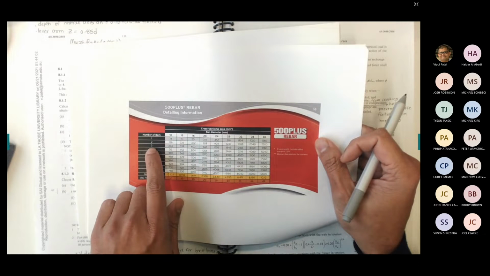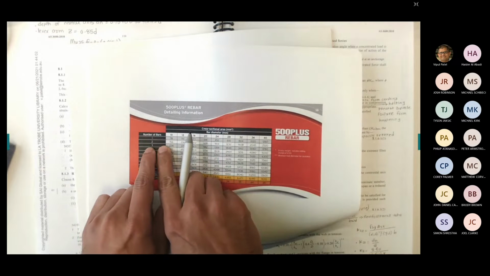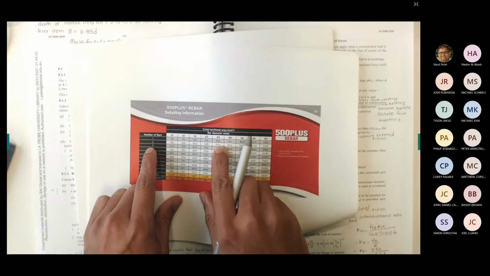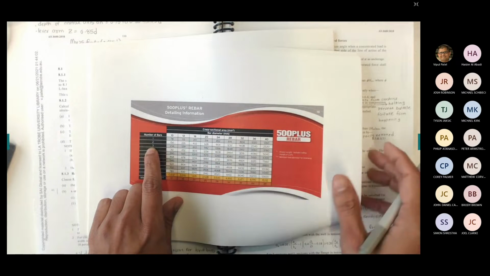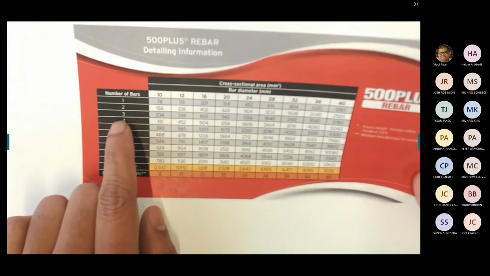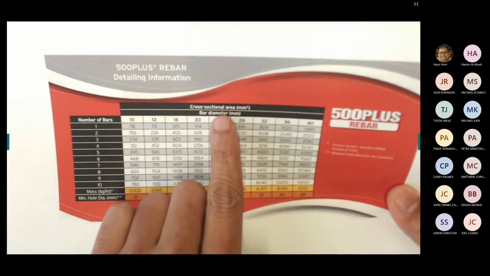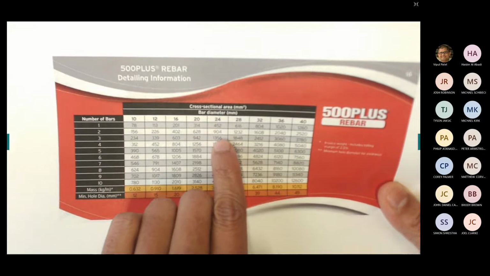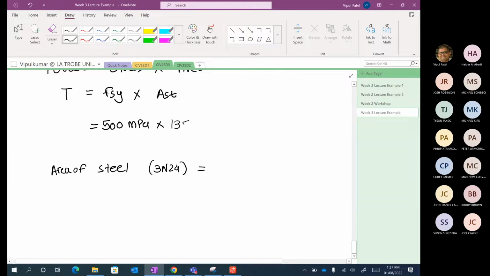We have 3 bars and we have 24. So for the number of bars, you have 3 going across and 24. So you have an area of 1356 millimeter square. I can lift it up here. So 3 bars going across, 24 millimeter diameter, 1356 is the area of your reinforcement. So Ast is 1356 millimeter square.